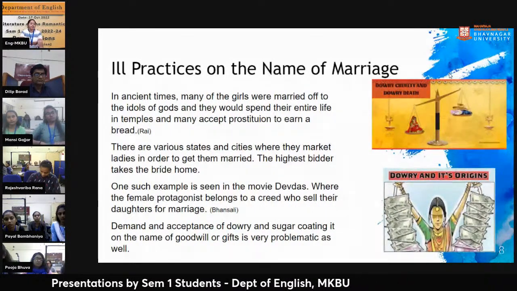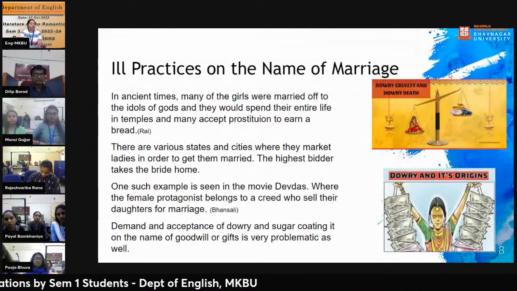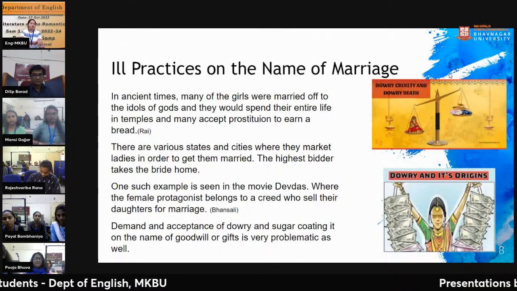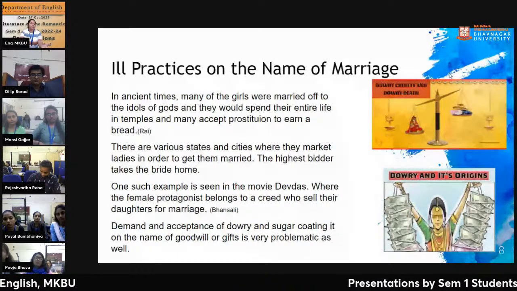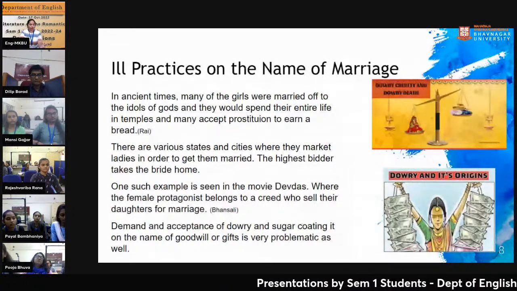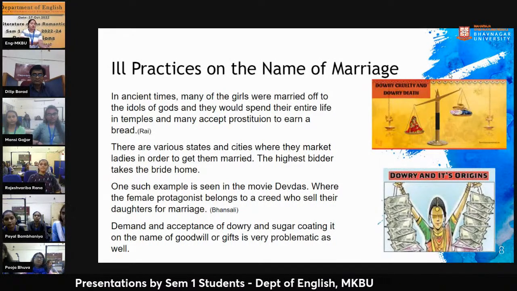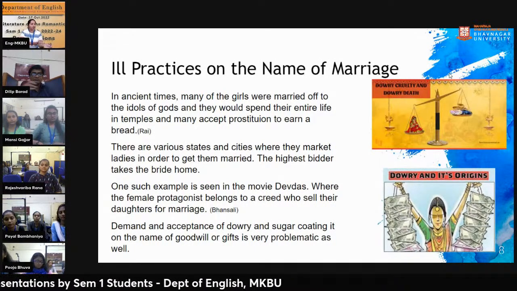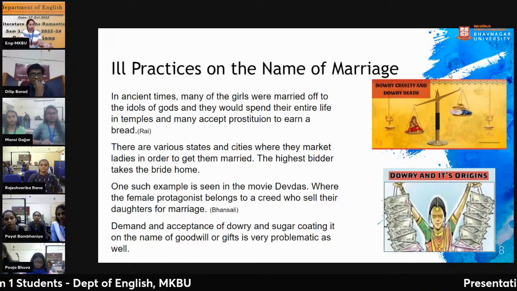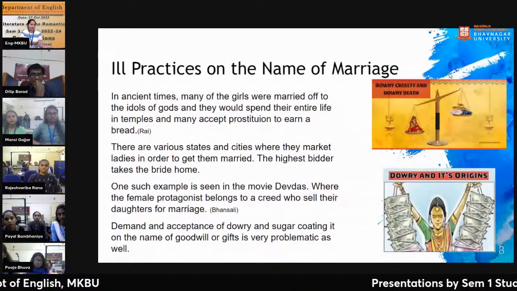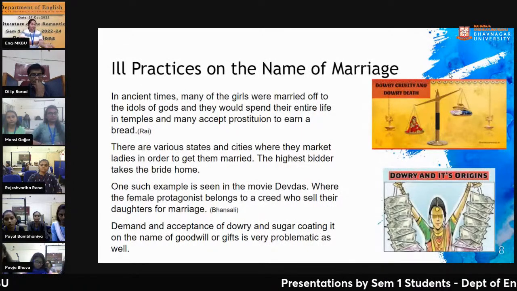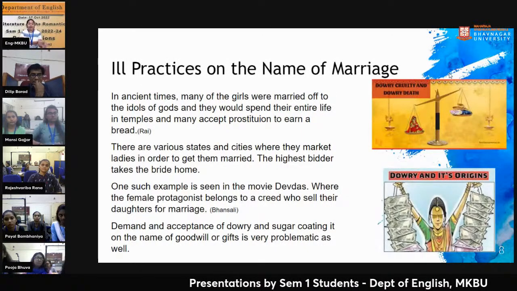Demand and acceptance of dowry, and then sugar coating it in the name of goodwill or gifts, is also very problematic. We don't now accept publicly that yes, we are asking for dowry. We say that they are giving by their own will, they are giving gifts to their own daughter, these are your things only, you are going to come to my place and use those things, so this is not for me but this is for you. But do you ask your girl if she wants it?